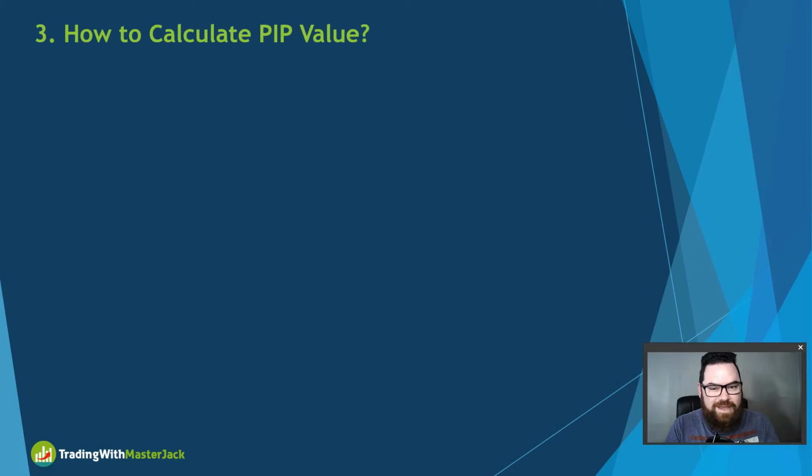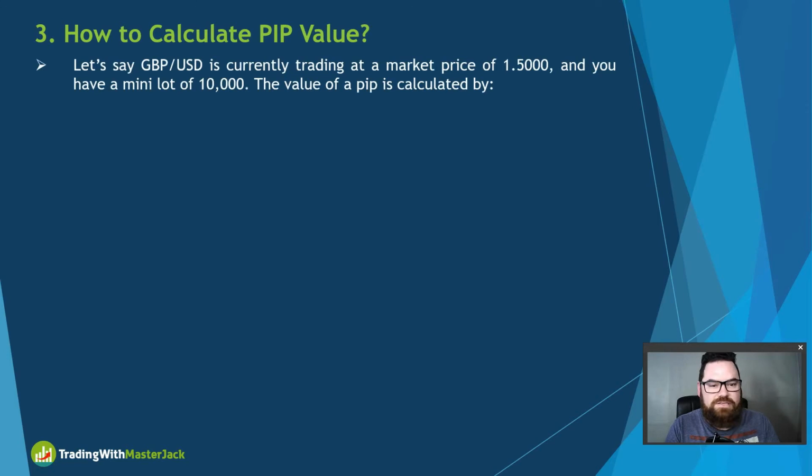Now here comes the exciting part, how to calculate pip value. Let's say the pound in US dollar is currently trading at a market price of 1.5, keeping it simple. And you have a mini lot of 10,000 that you are buying. I deal with lots in the What is Forex Trading video. In that video, we explain that there's a standard lot of 100,000 units, a mini lot of 10,000, a micro lot of 1,000 units, and a nano lot of 100 units. So yes, we are now buying a lot of 10,000, a mini lot.